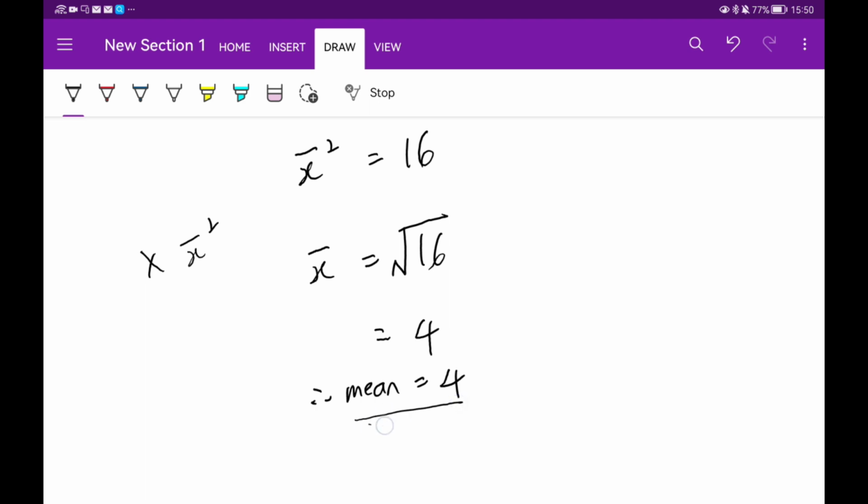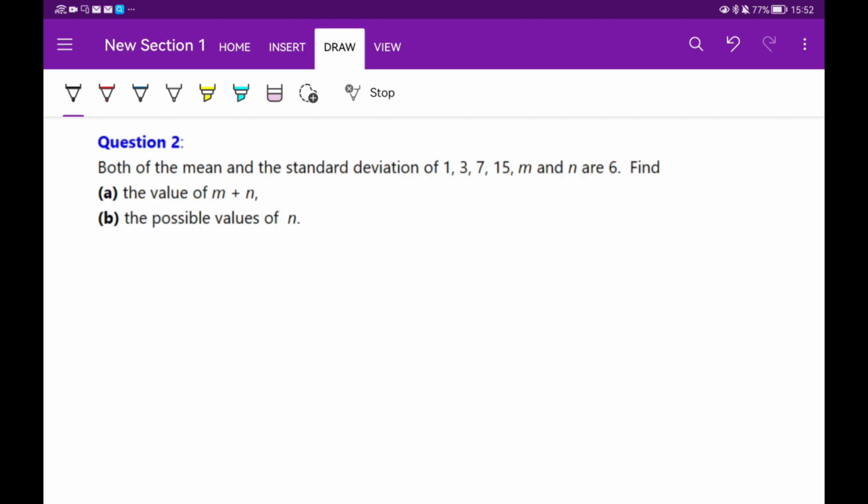So that's question 1. Alright guys, let us look at question 2. The mean and standard deviation of 1, 3, 7, 15, m and n are 6. We read out all the information first. n is 6, because there are 6 numbers. It says the mean and standard deviation are 6, so the mean is 6 and the standard deviation is also 6. Find the value of m and n.